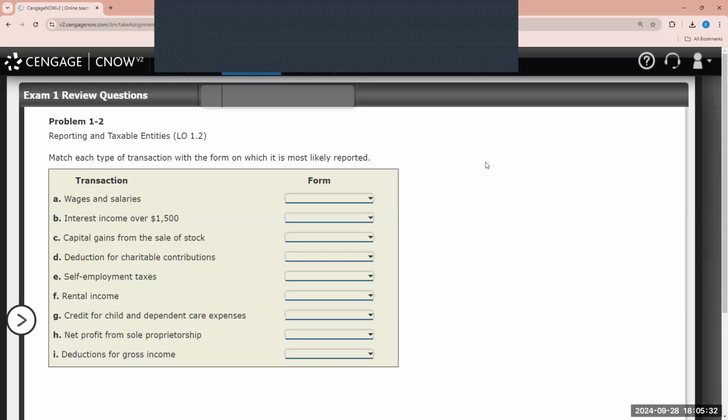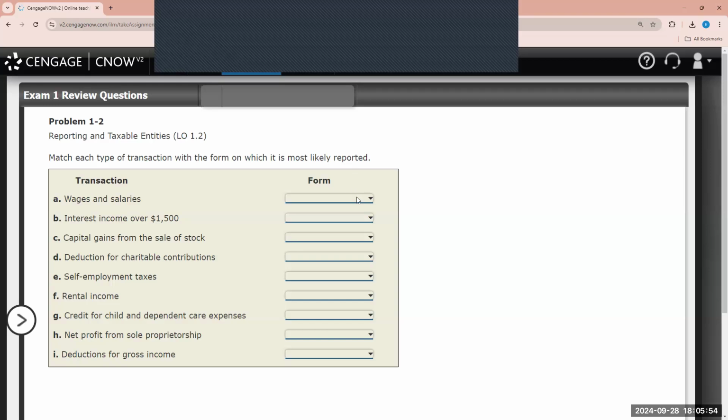Schedule D, capital gains and losses. Schedule E, rental, royalty, and pass-through income from partnerships, S corporations, estates, and trusts. And lastly, Schedule F, farm or ranch income. And then there are some additional schedules. There's a plethora of schedules, but these are some of the common schedules that are generally used.